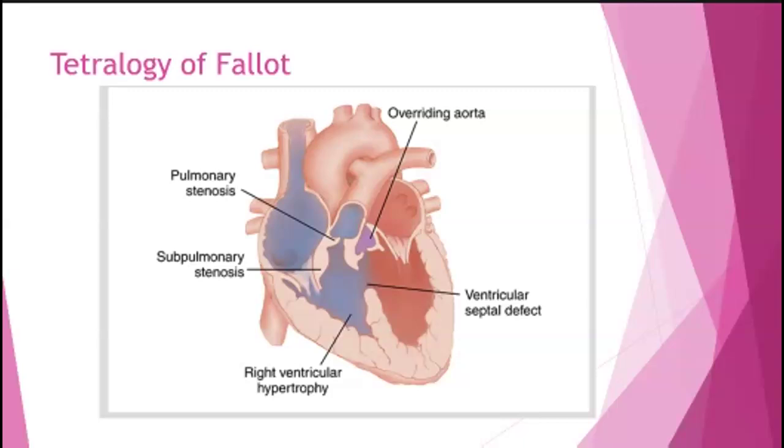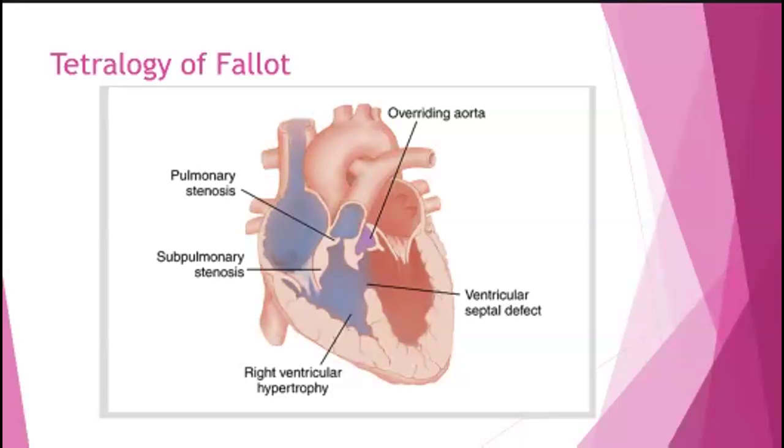a ventricular septal defect, which is that hole between the right and left ventricle, an overriding aorta, which means the aorta sits right over the VSD, pulling blood from both ventricles, and right ventricular hypertrophy, which is going to be that thickened muscle from pumping against the obstruction.